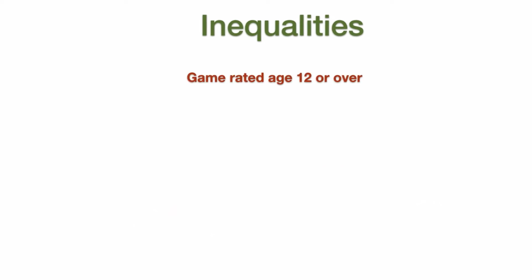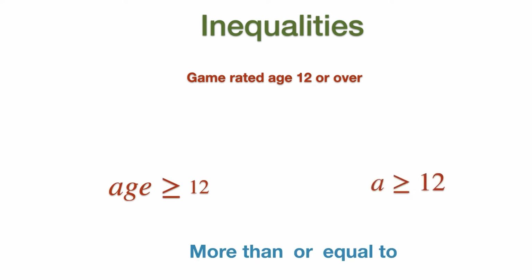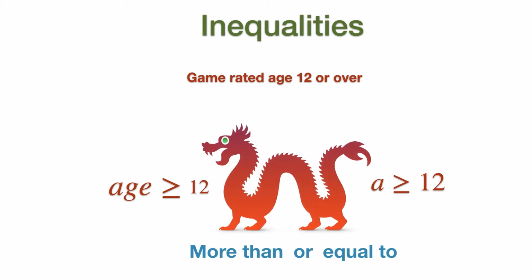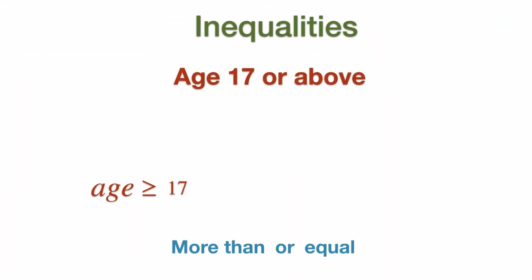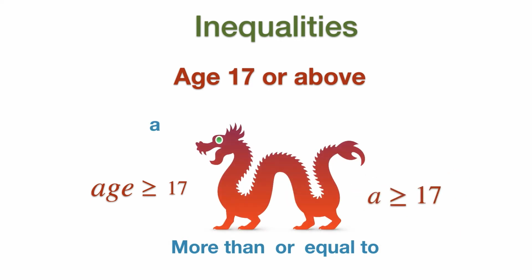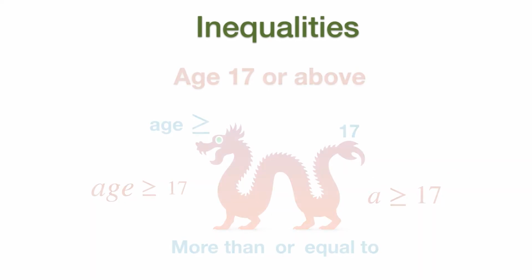If you wanted to say the game is rated for age 12 or over, we can simply write this as age is greater than or equal to 12, where the inequality symbol denotes more than or equal to, or just A greater than or equal to 12, as age can be abbreviated to just A. This is the same as the greater than sign, but an extra little line is added to account for the equal to statement. It means that the game player can be age 12 or over. Similarly, people who can drive are aged 17 or over, which can be written as age greater than or equal to 17.